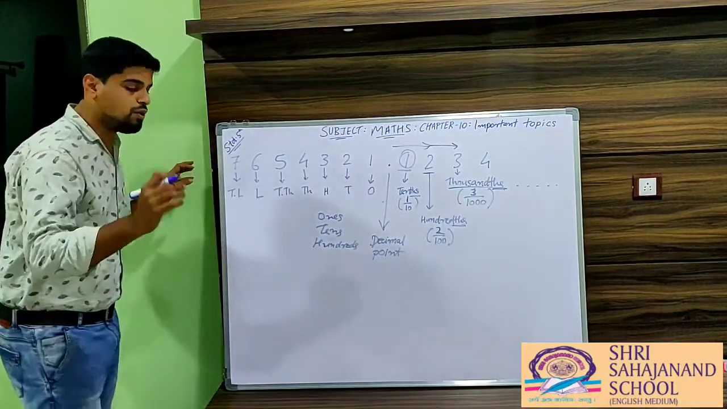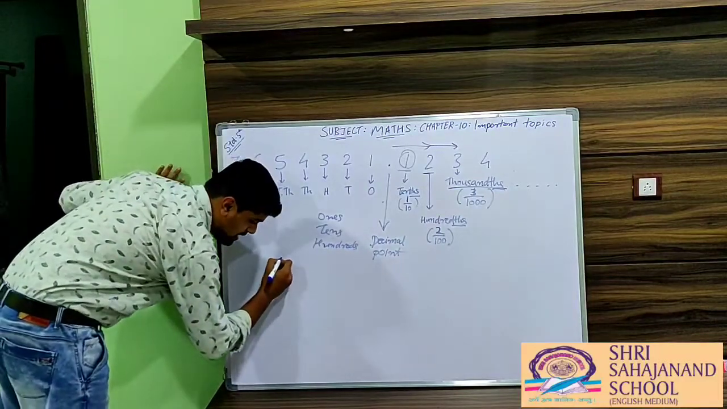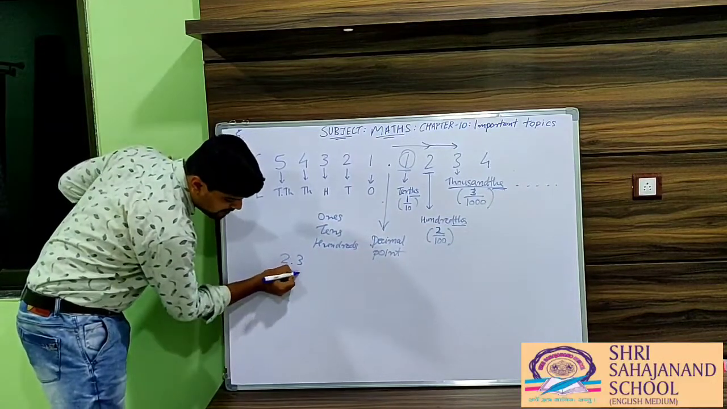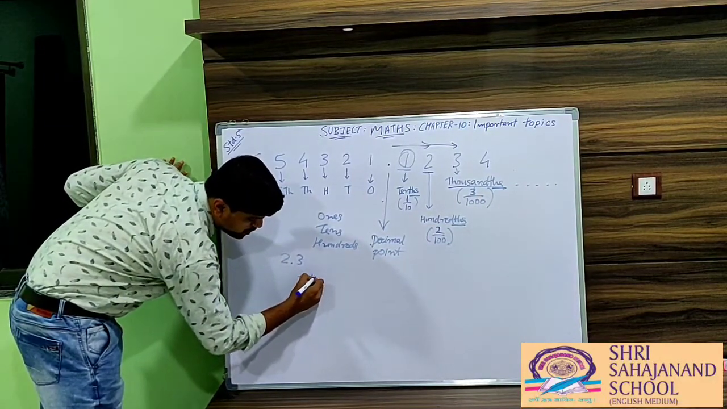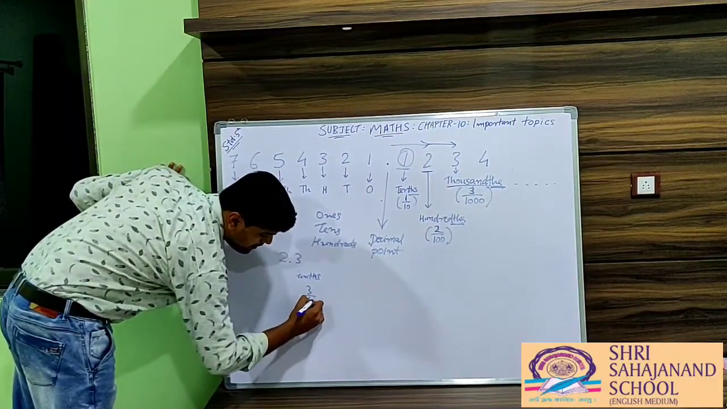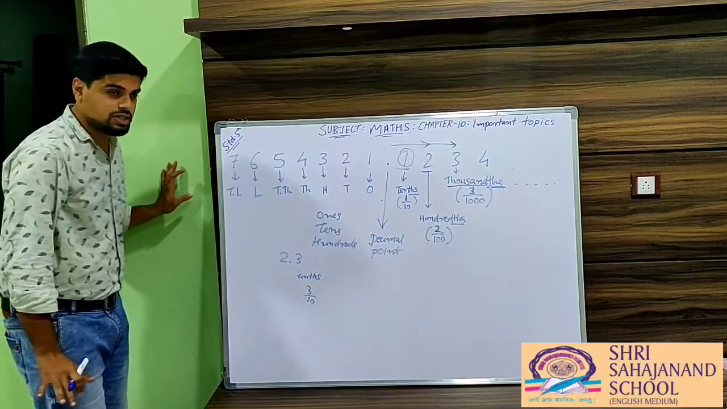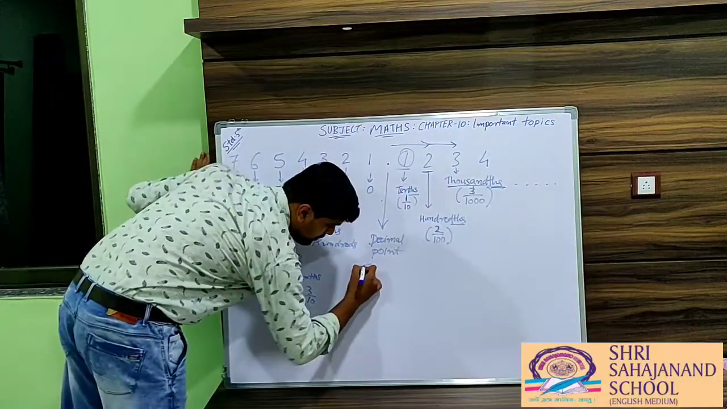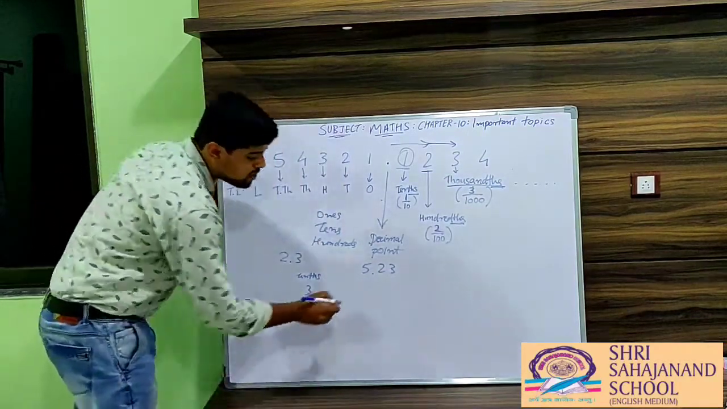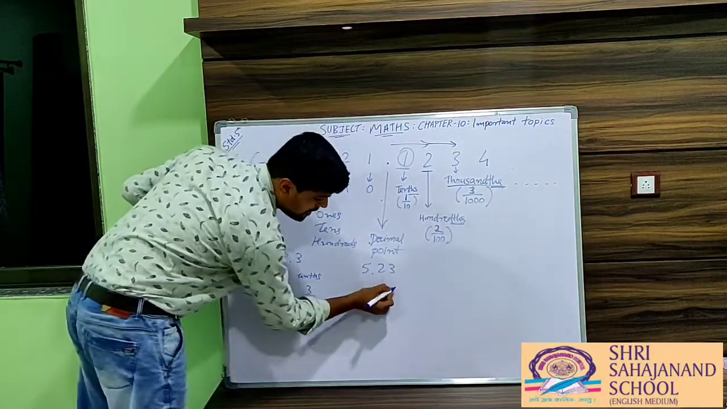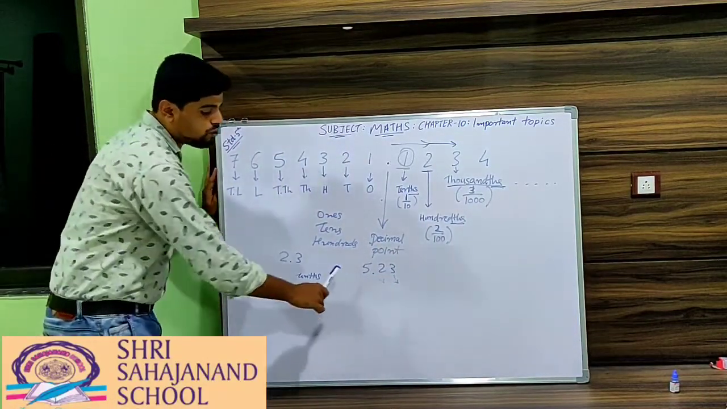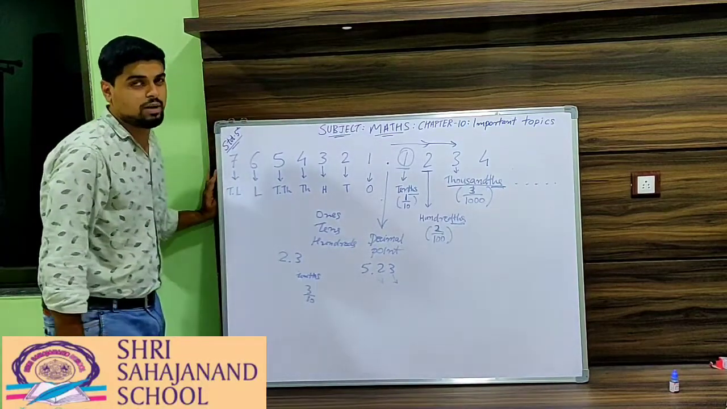Now let's take a few examples. If you are given 2.3, so the position of 3 is our tenths. Okay, position of 3 is our tenths. That means it is nothing but 3 upon 10. Is it clear, Bacha Party? Now if I write 5.23, okay, so the position of 2 is tenths and the position of 3 is hundredths. Is it clear how to write the position of a particular decimal number?